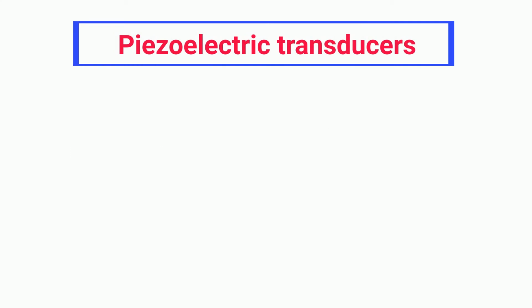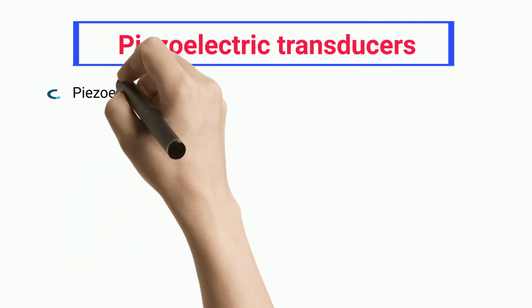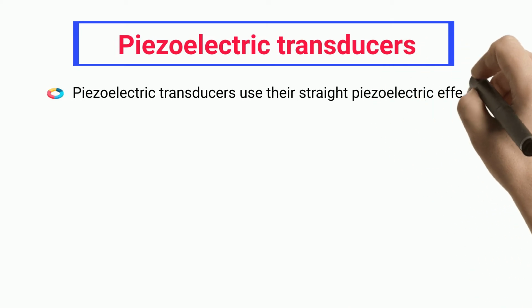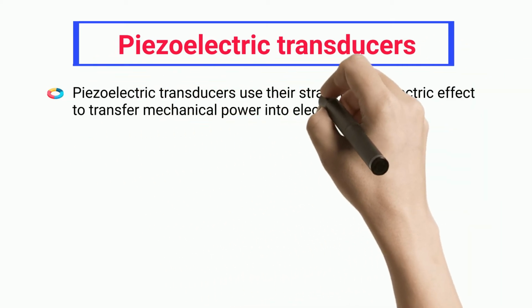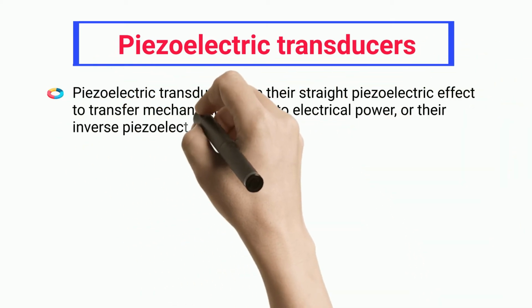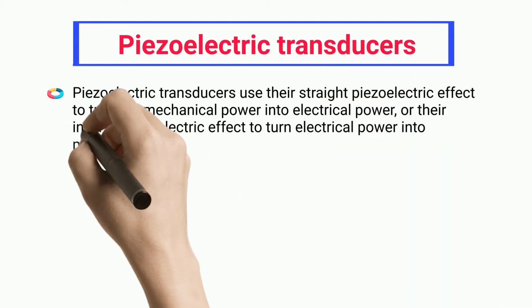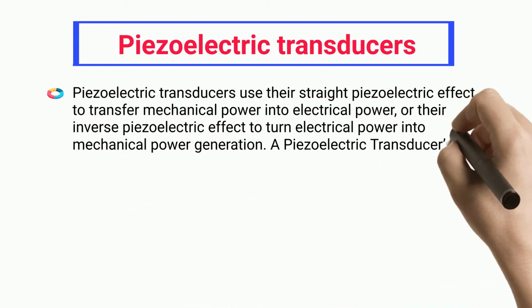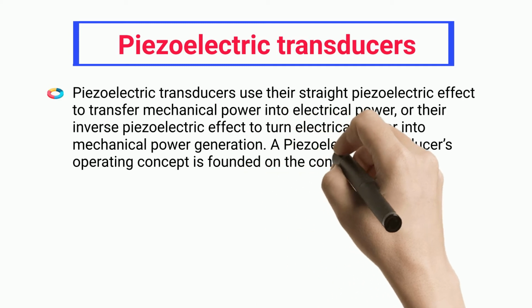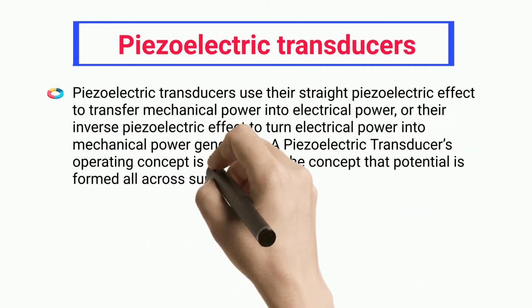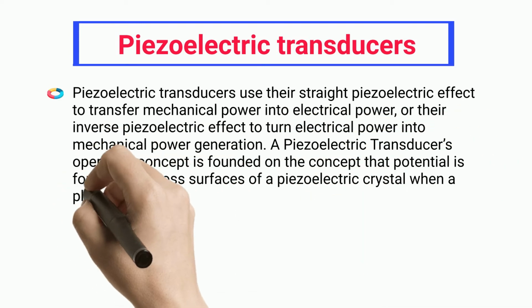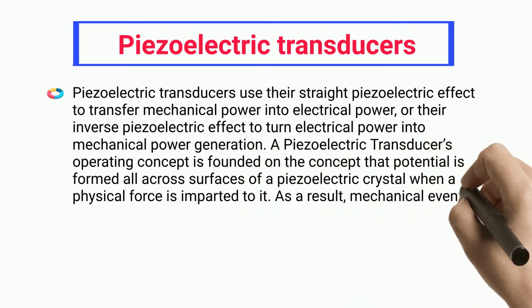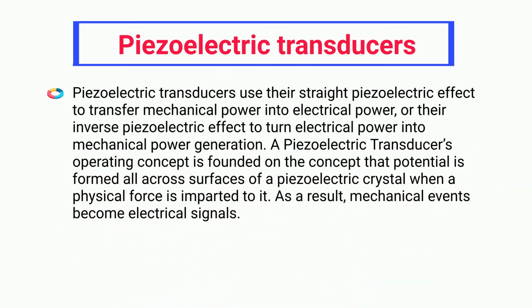Piezoelectric transducers. Piezoelectric transducers use their direct piezoelectric effect to transfer mechanical power into electrical power, or their inverse piezoelectric effect to turn electrical power into mechanical power. A piezoelectric transducer's operating concept is founded on the idea that a potential is formed across the surfaces of a piezoelectric crystal when a physical force is imparted to it. As a result, mechanical events become electrical signals.